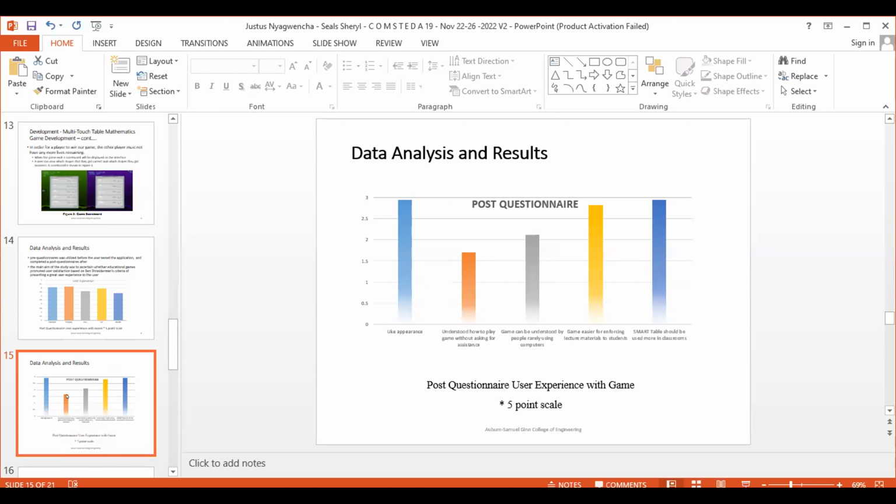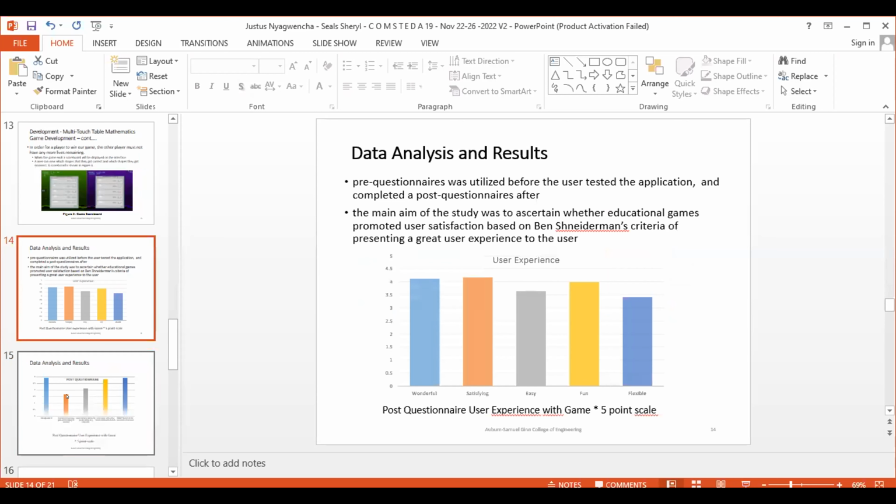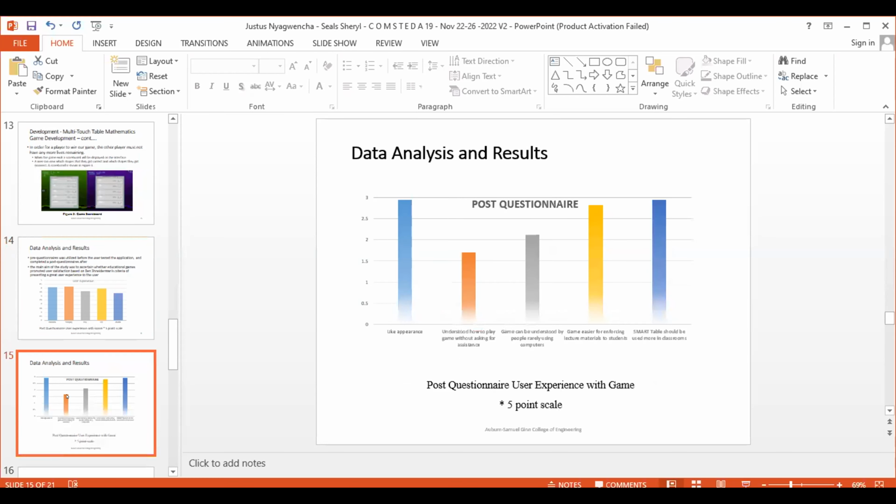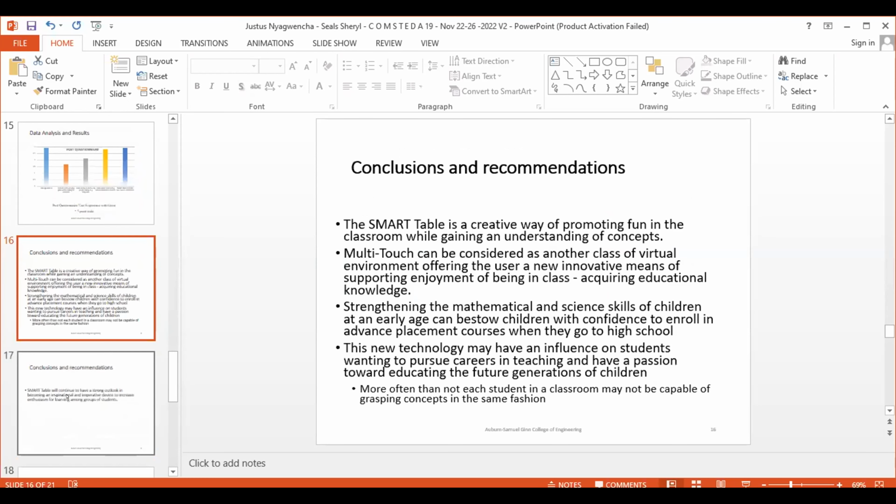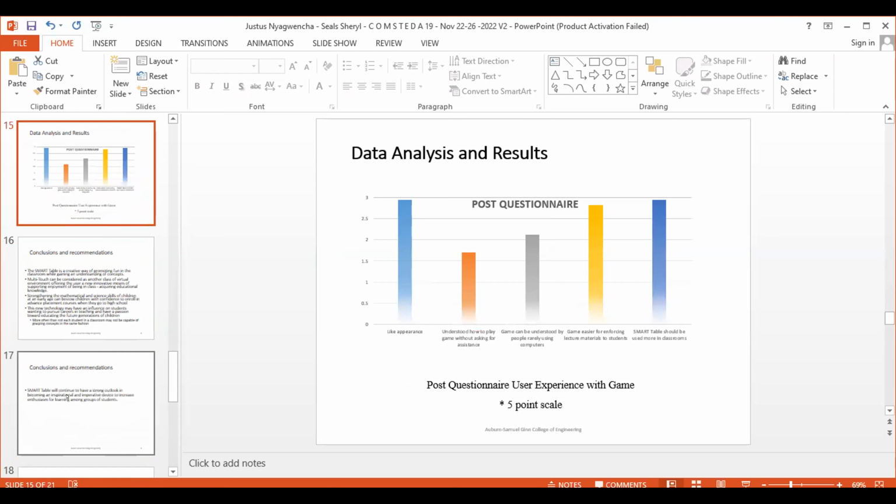In terms of how the game made it easier to reinforce the lecture materials, that was easier, because they gave us a 2.5. And on whether smart tables should be used for discussions, most said yes, and the reason was that it's fun. For them, it was a fun thing to do. I only presented those two in terms of the data we collected, because we had a whole lot of them, but in terms of experience, that's what we found.